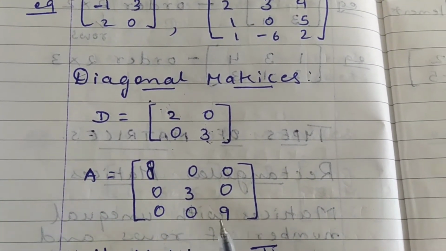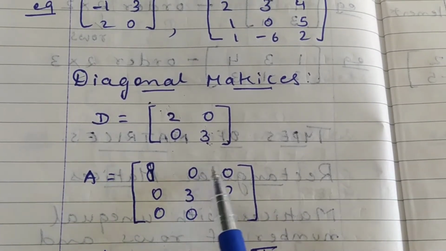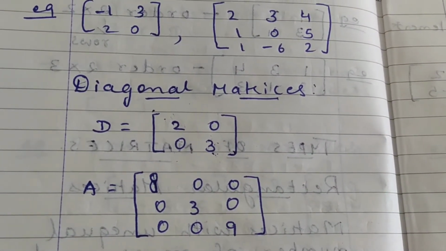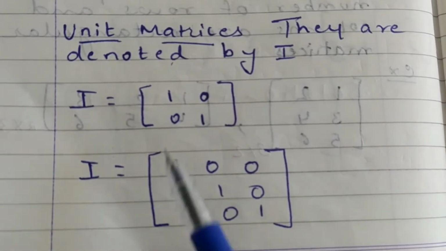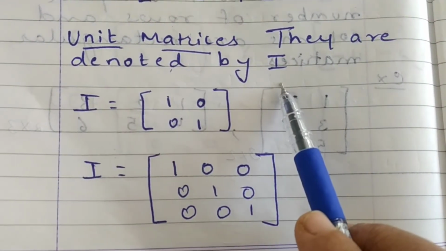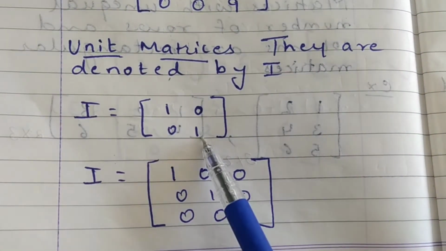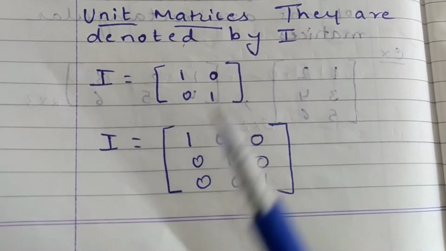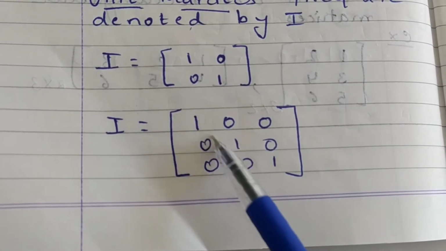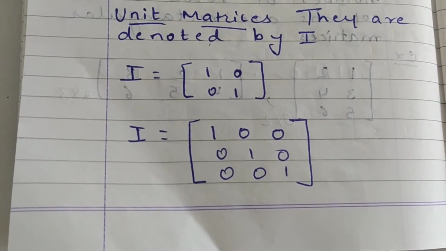I have taken one more example. Here you can see the diagonal elements are not zero. Rest all elements are 0, then such a matrix is called a diagonal matrix. Now let us see what is a unit matrix. A unit matrix is generally denoted by capital I, and a unit matrix is a matrix in which the diagonal elements are 1 and all other elements are 0. You can see this example. Here also you can see that the diagonal elements are 1 and all the other remaining elements are 0.